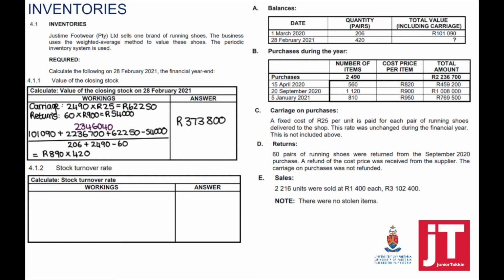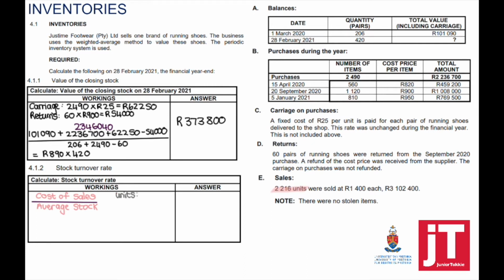To calculate the stock turnover rate, a formula sheet is given to you, but you still need to know, because the heading isn't given there, how do we actually calculate the stock turnover rate? It is your cost of sales divided by the average stock. Average is always beginning plus end divided by 2. So we've got 2 different ways in which we can get to the answer.